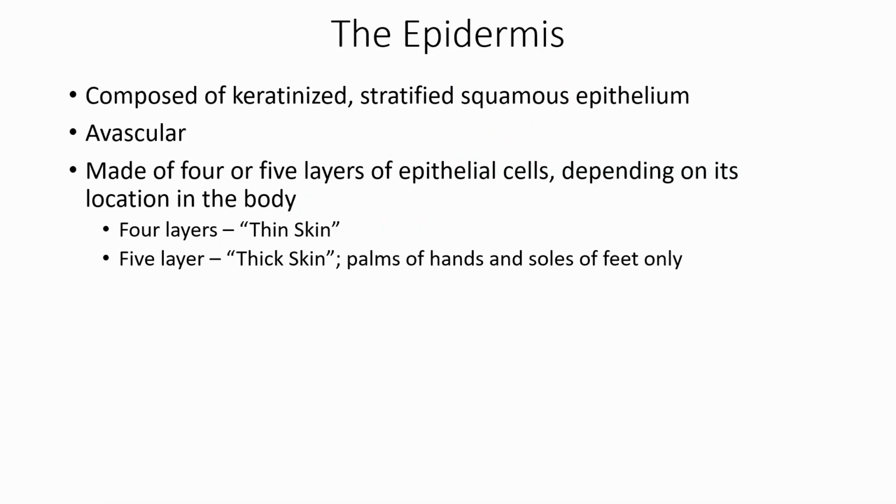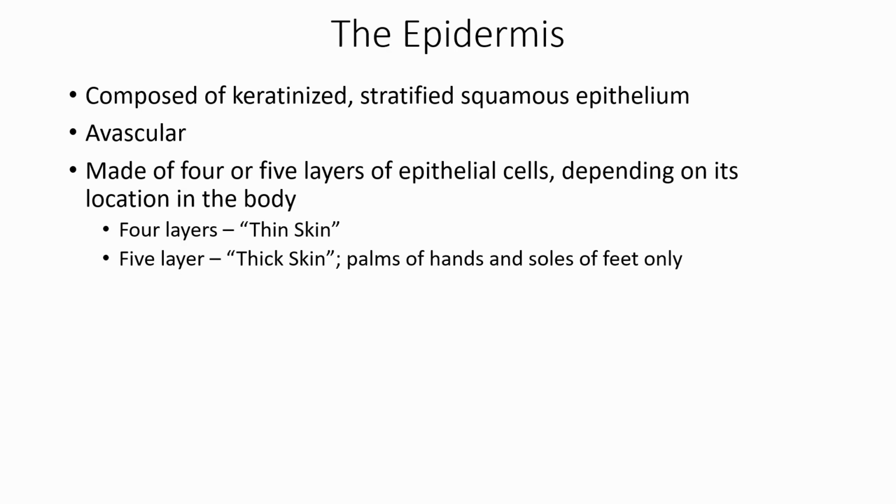All right, but let's start from the top and move our way in. So we're going to talk about the epidermis first. This is composed of keratinized stratified squamous epithelium and is avascular. And again, this is why you can scrape the epidermis, you can cut the epidermis, and you don't bleed, if you get a very shallow cut, because there are no blood vessels there, and with no blood vessels means no blood. Depending on where you're looking at the epidermis, you may have 4 or 5 layers of epithelial cells. It just depends on where we're looking.